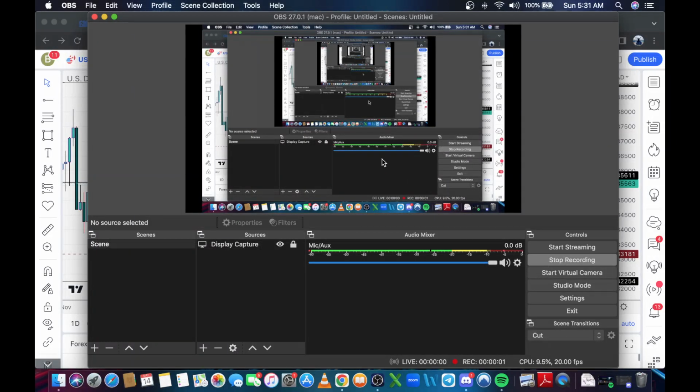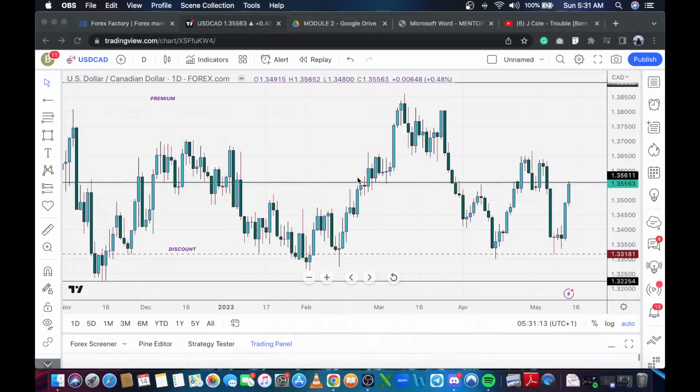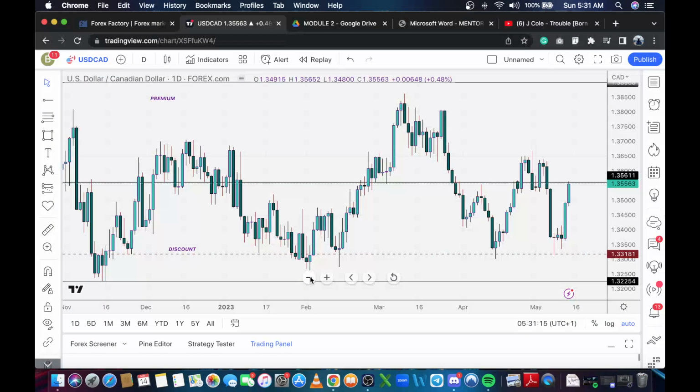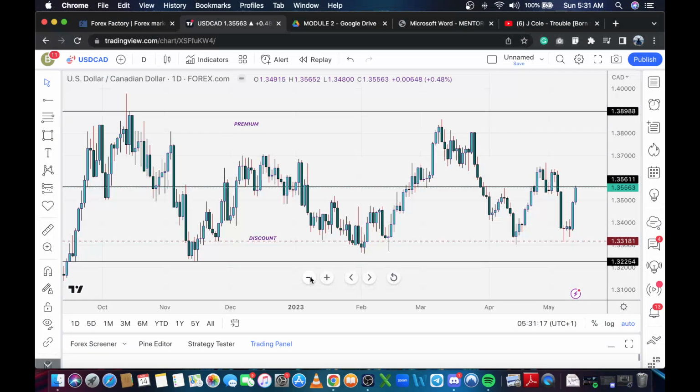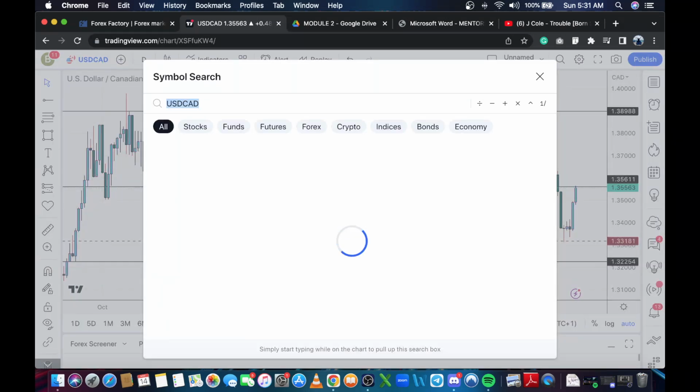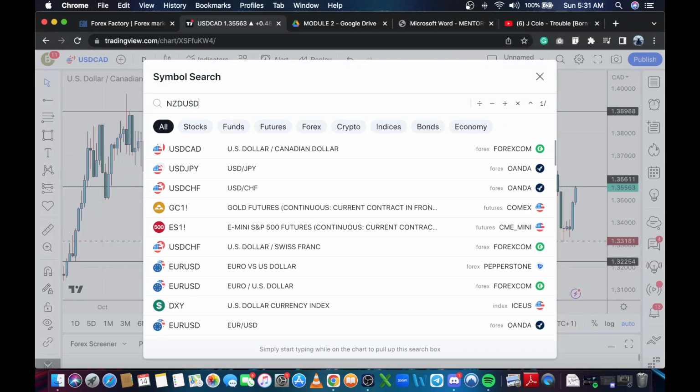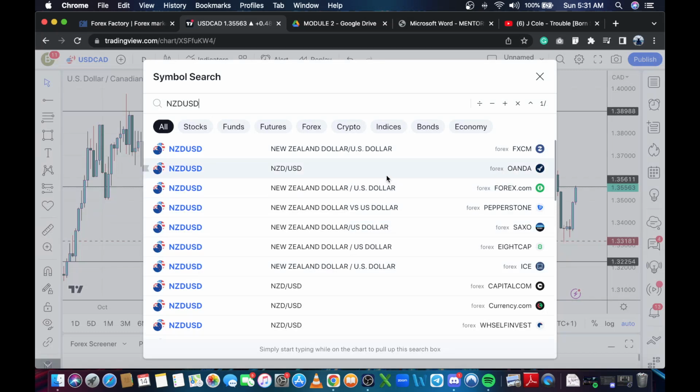Hello guys, welcome to another lesson, and we're going to be talking about implementing macro analysis in setup progression for higher time frame analysis. Okay, so let me use a different chart for this, and we're going to come back to this chart.